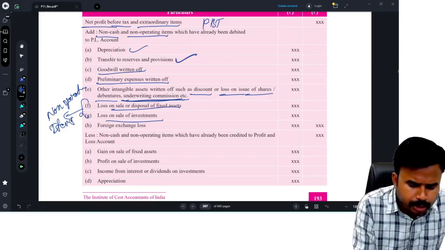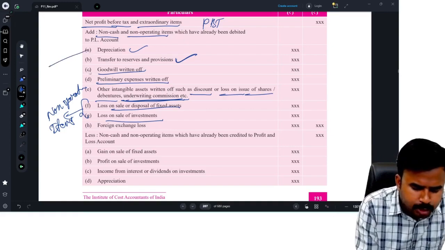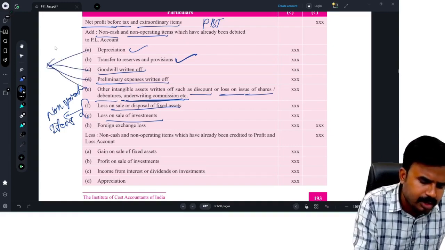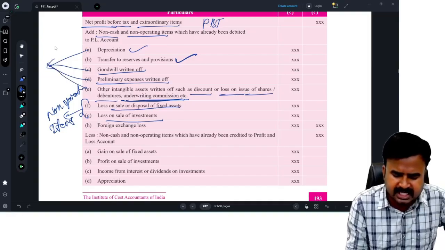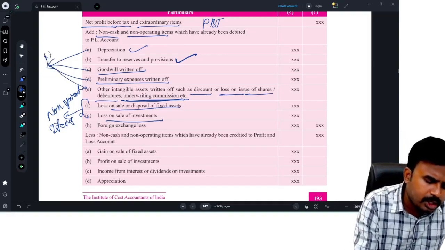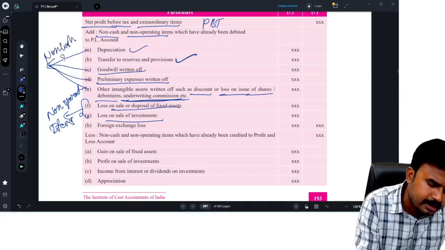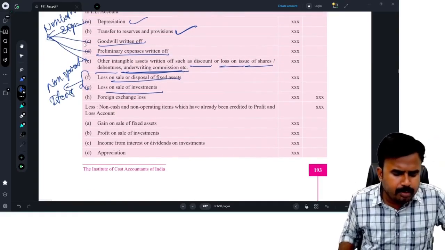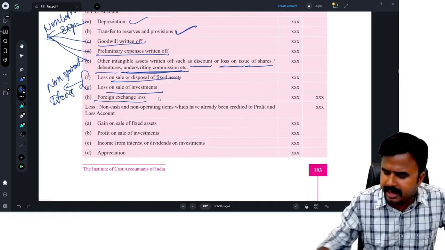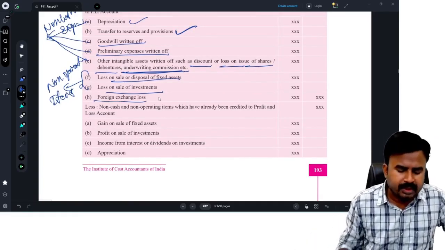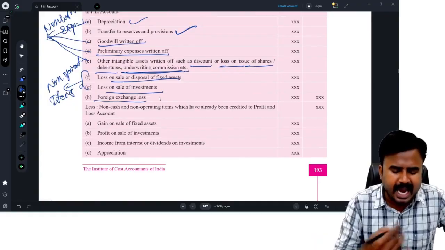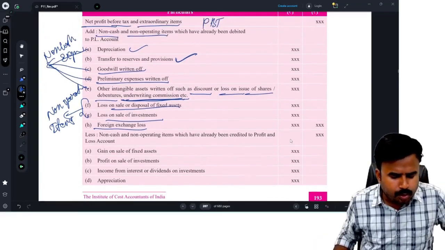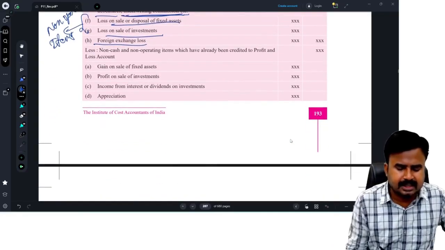And then you know that depreciation, goodwill, preliminary expenses written off, and other intangible assets, nothing but fictitious assets written off. All these are what? Non-cash items or non-cash expenses. Okay. So finally, one more loss is foreign exchange loss. See, if you have any foreign exchange loss which is debited in profit and loss account, you please add it back. Then finally, the additions were over. Now I am going for deductions.